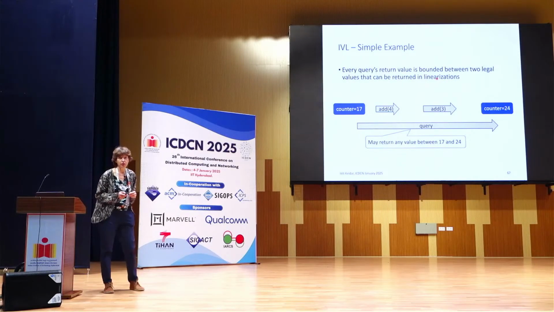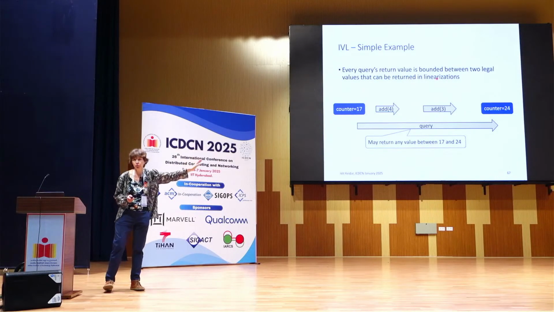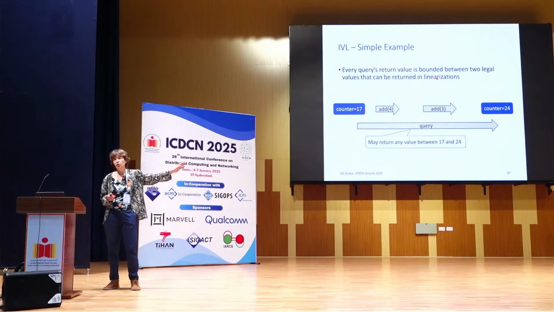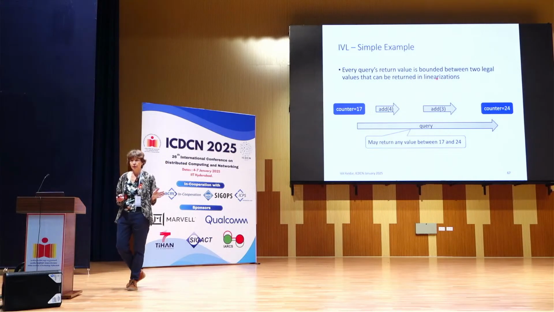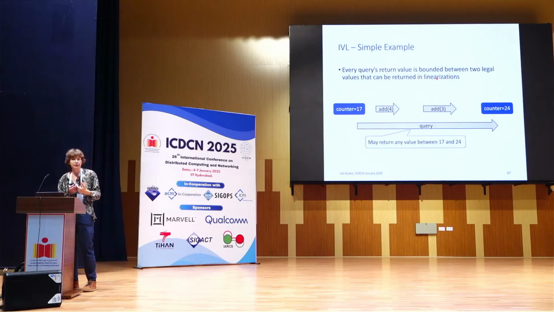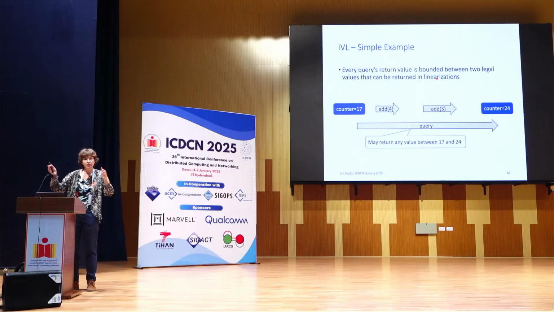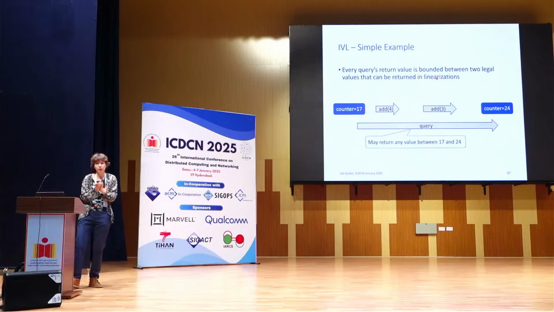IVL, intermediate value linearizability, says, okay, you do a query during this range, you can return anything between 17 and 24. Not limited to 17, 21, 24. You can return 22. You can return 20. You can return whatever you want. This is the general concept. The concept says that we're relaxing linearizability. It doesn't have to be a linearization. What there has to be is two linearizations that return valid values, and your value is bounded between them. So anything bounded between 17 and 24 is legal.